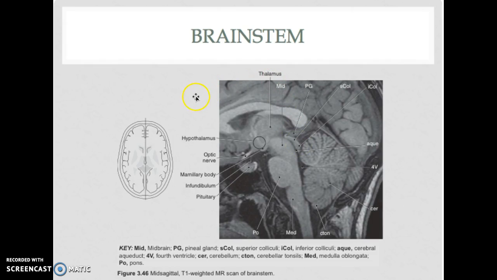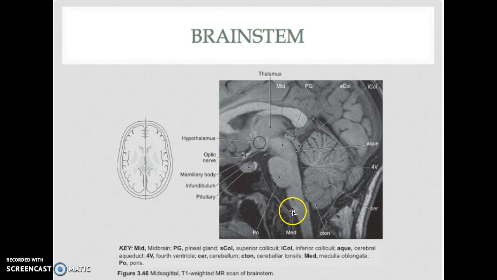Here's the brainstem. So you have your thalamus here, your midbrain, pineal gland. I want you to know your cerebral aqueduct, fourth ventricle, cerebellum. This is your cerebral tonsil, and it's important that the cerebral tonsil is superior to the posterior portion of the occipital bone. If it's below, it's called Chiari. So this is a mild Chiari. This would be like a Chiari 1. What happens is when it drops below the base of the skull, then it's called a Chiari.